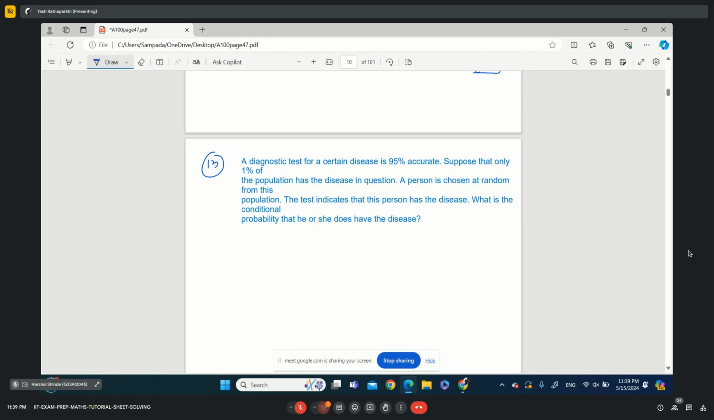So what the 13th question is saying is: a diagnostic test for a certain disease is 95% accurate. Suppose that only 1% of the population has the disease in question. A person is chosen at random from the population and the test indicates that the person has the disease. What is the conditional probability that he or she has the disease?